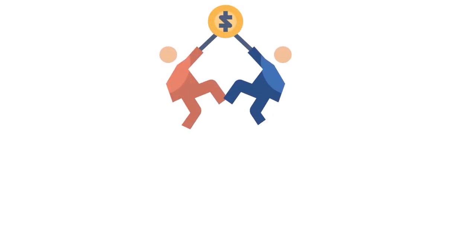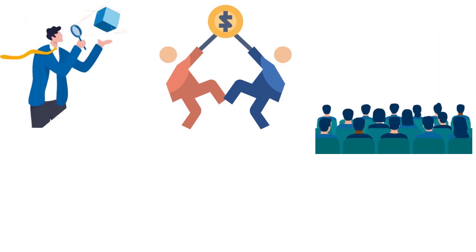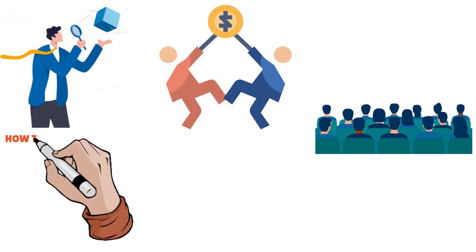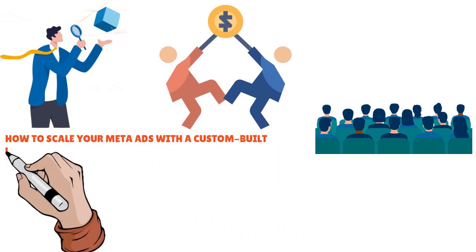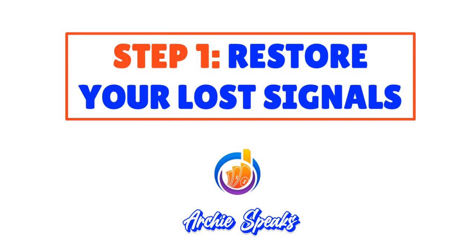But what if you didn't have to compete for all your audience? What if you kept building an audience of people who were genuinely interested in what you had to offer? That would scale, right? So let's look at how to scale your Meta ads with a custom-built first-party audience. First things first, you want to restore your lost signals. That's really important. You want to restore your lost signals.